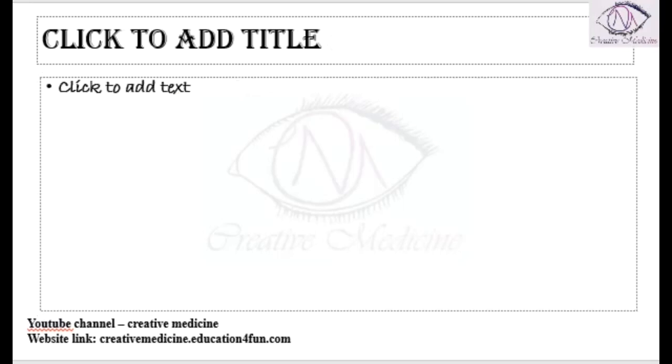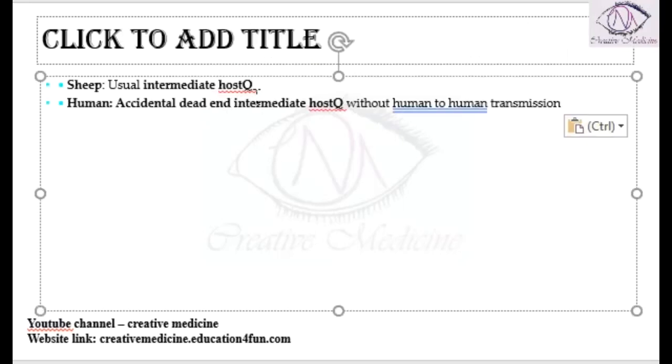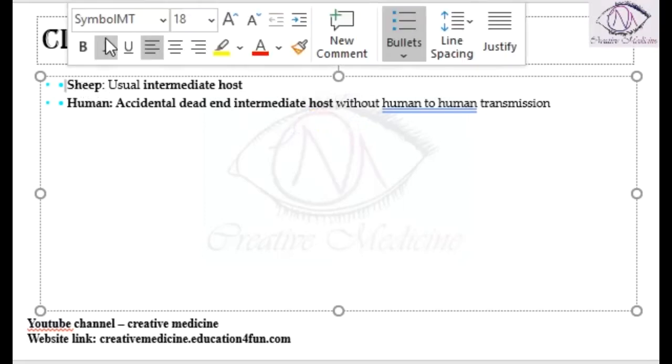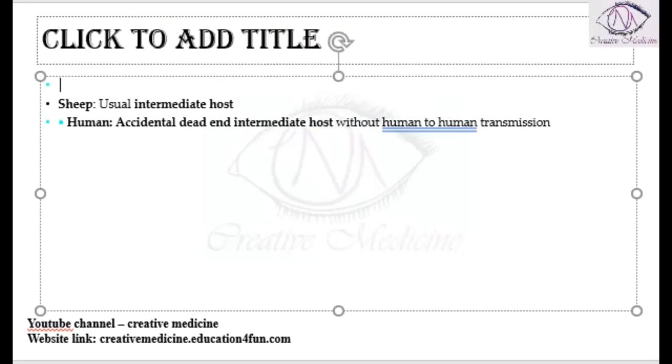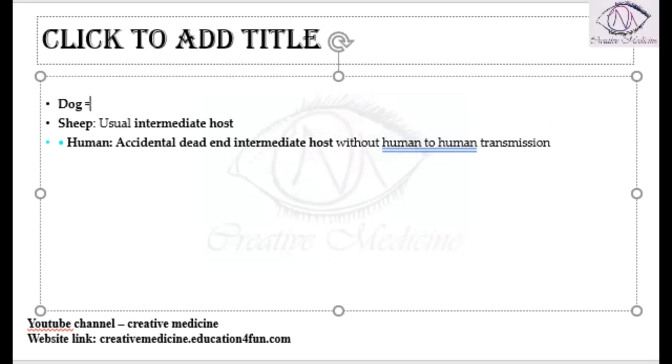Then, if you look at the hosts, sheep is the intermediate host of Echinococcus granulosus, whereas human is the dead end, accidental host. What about the definitive host? Obviously, dog is the definitive host of Echinococcus granulosus, sheep is the intermediate host, and human is the accidental dead end intermediate host.